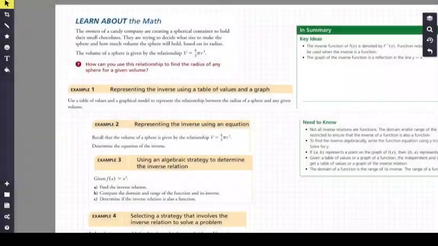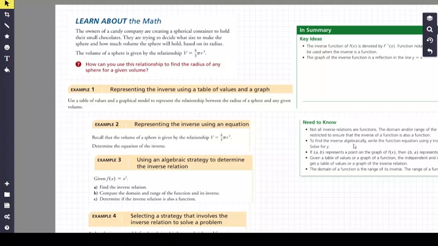Alright, welcome back, guys. Today it's Unit 1, Lesson 5, and we're going to learn a lot about inverse relations or inverse functions. So, without saying too much, let's go ahead and just get started on the math.